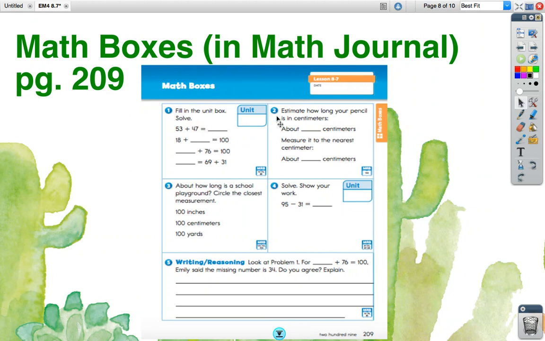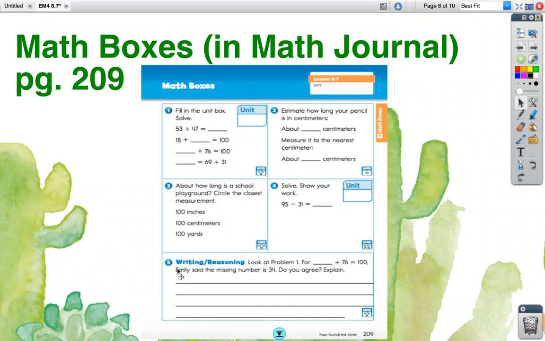Number 2, estimate how long your pencil is in centimeters. Measure it to the nearest centimeter. Use a ruler at home, or you can just estimate. Number 3, about how long is a school playground? Circle the closest measurement. Number 4, solve. Show your work. 95 minus 31 equals blank.